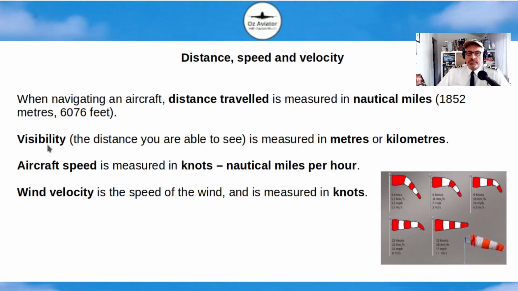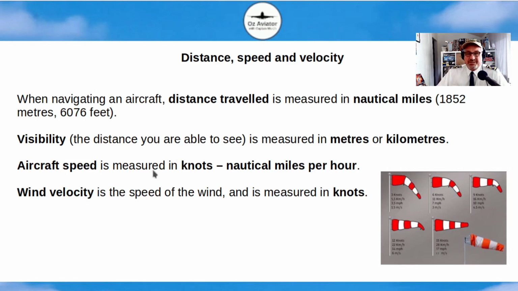Visibility. Visibility is the distance you're able to see. When you're in the aircraft and you're looking out, the visibility is referred to in meters or kilometers. So you'll see meters and kilometers used in things like forecasts or warnings about certain things. When you learn to do navigation, you'll see that the forecast for visibility is in meters or kilometers.